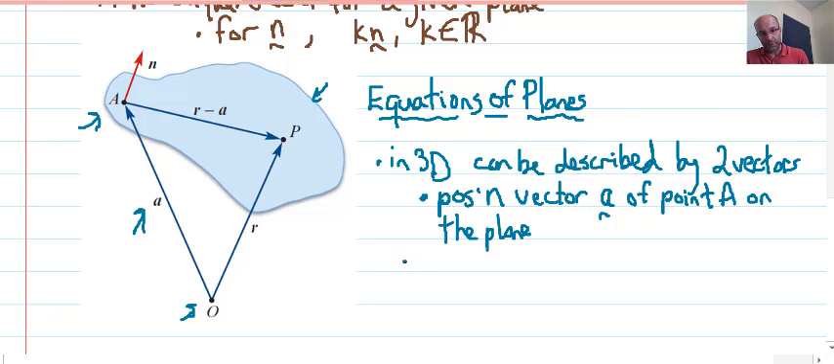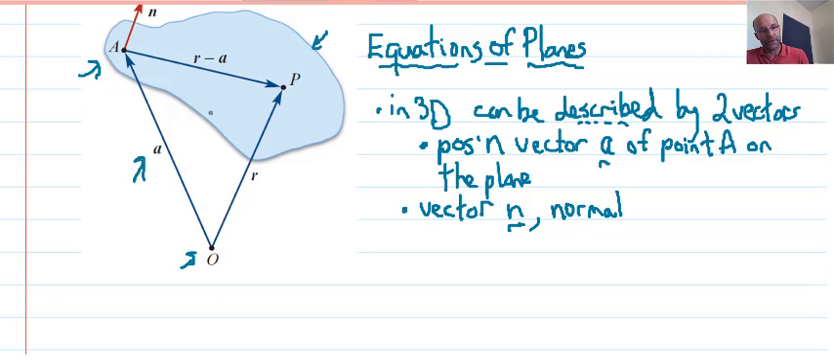And also a vector N, normal. You can see it there. A vector N, which is a normal to the plane. So it's normal to the plane. We can use those two to describe a three-space plane. Now the derivation needs something else.